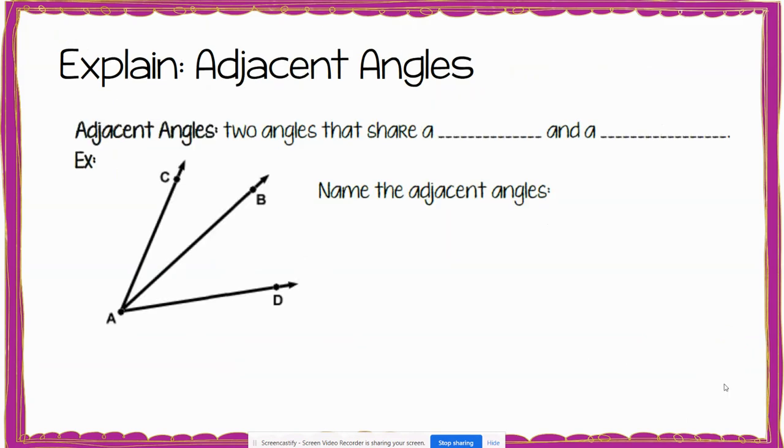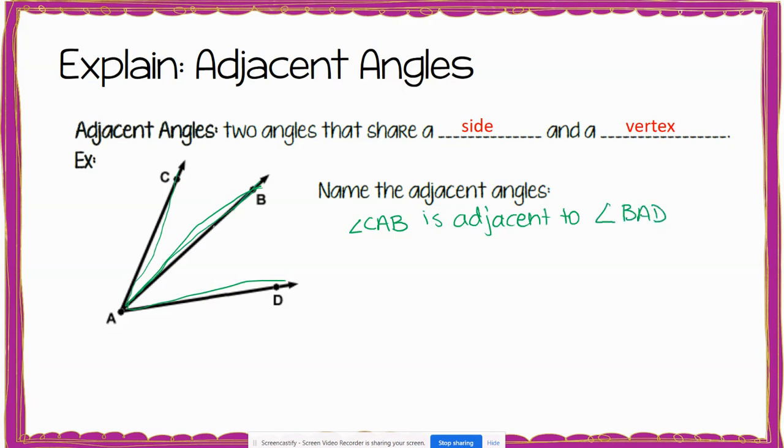Now, adjacent angles are not used as much, but adjacent angles are two angles that share a side and a vertex. So for this, I see that I have one large angle, which is CAD, but it's split up into two smaller angles. Well, that is angle CAB and then angle BAD. So those two angles are adjacent to each other, which I know because they share this side, BA, and they share this vertex, A.